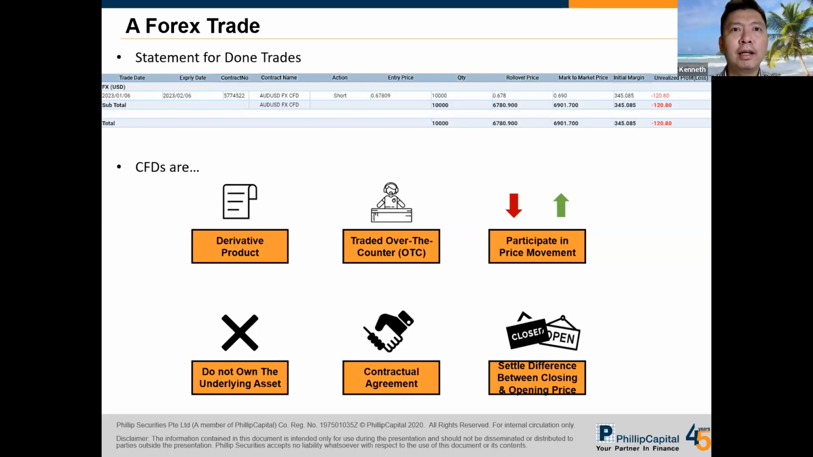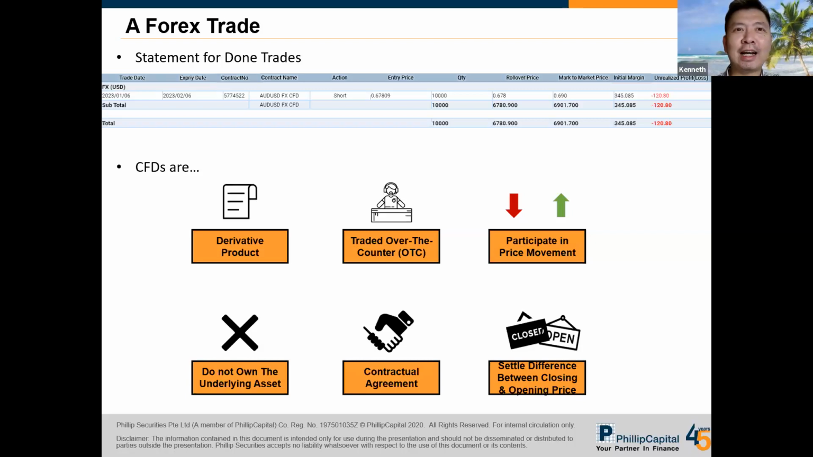For this particular case, this is a typical statement sent for a done trade in AUD USD, which I'll come to explain later. Aussie against the US FX CFD for a short position. If you understand all the components shown on this statement, it means you are ready to trade. As this is a recap from my colleagues in the previous webinar, I will move a little bit faster so we can get to the secret recipe faster.